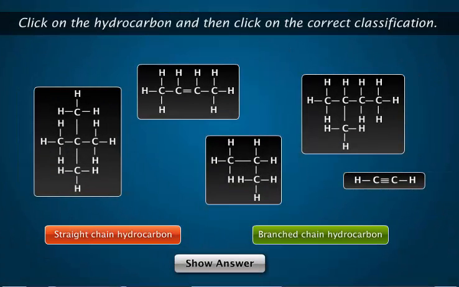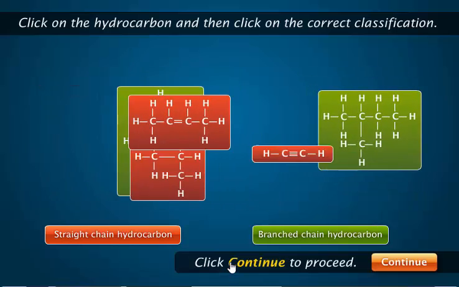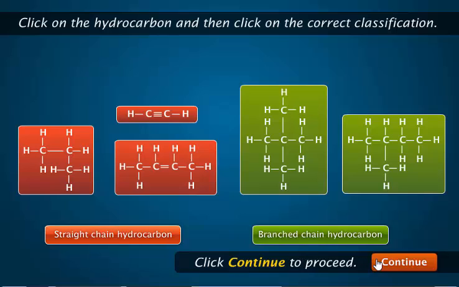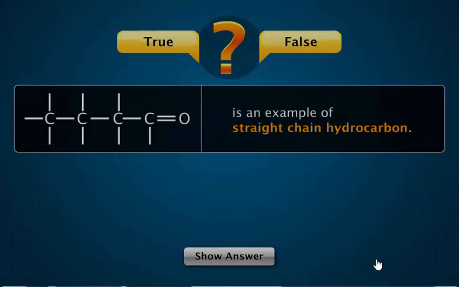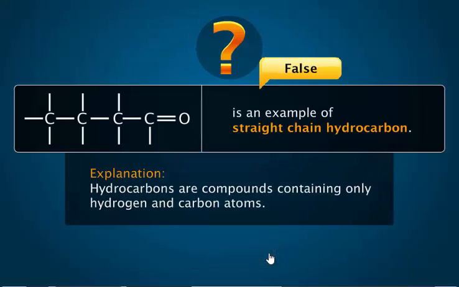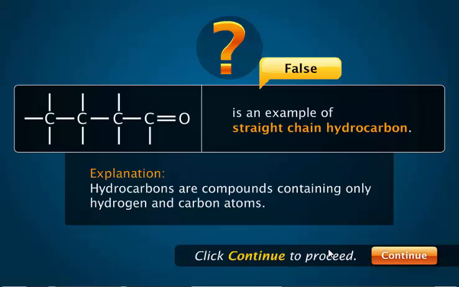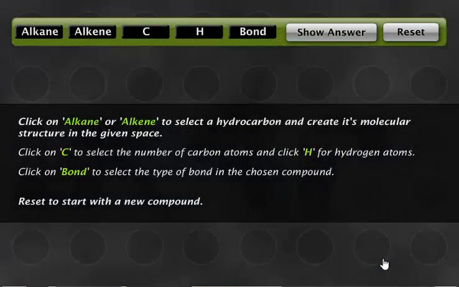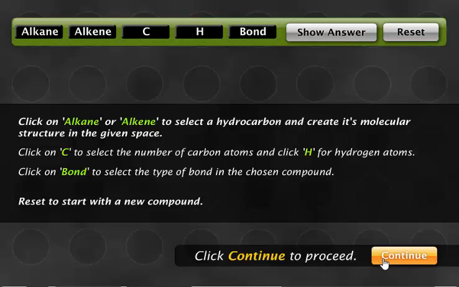Classify the following into straight chain or branched chain hydrocarbons. Let us try to form some acyclic hydrocarbons.